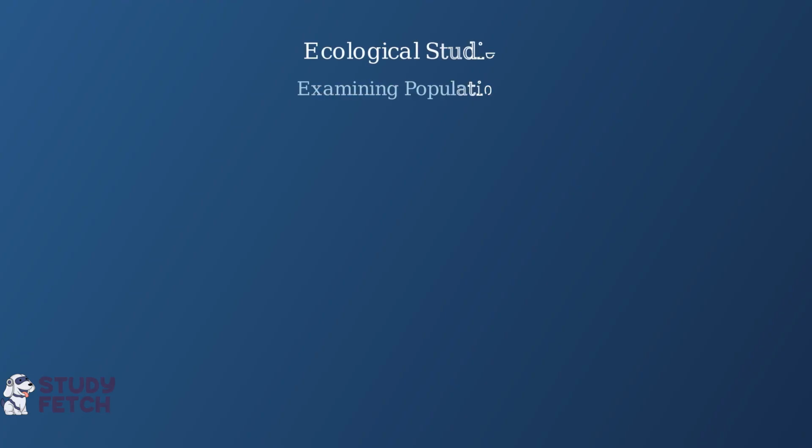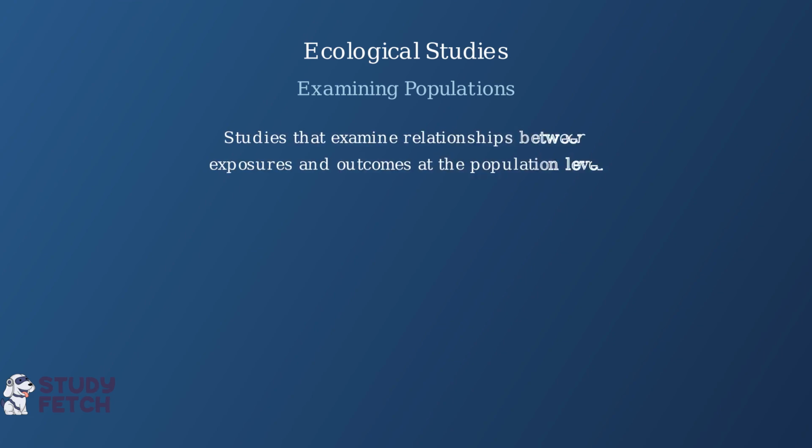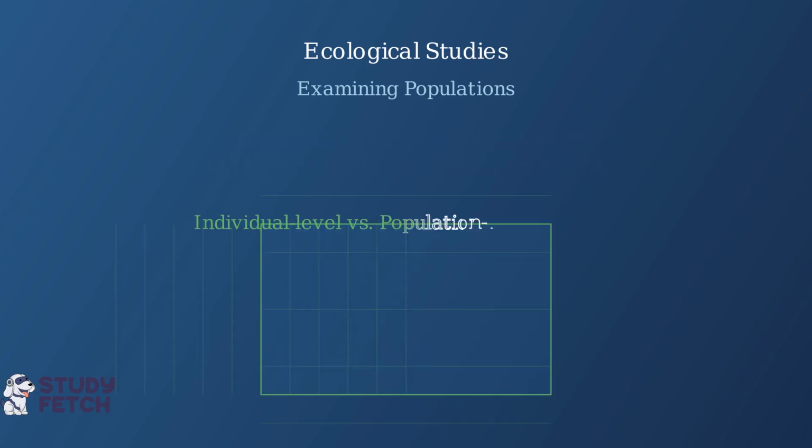Ecological studies examine the relationship between exposures and outcomes at the group or population level, rather than at the individual level. These studies analyze data aggregated at the level of populations, communities, or geographical regions. Unlike other observational studies that focus on individuals, ecological studies look at entire populations as the unit of analysis. For example, researchers might compare obesity rates across different counties and correlate them with the number of fast food restaurants in each area.